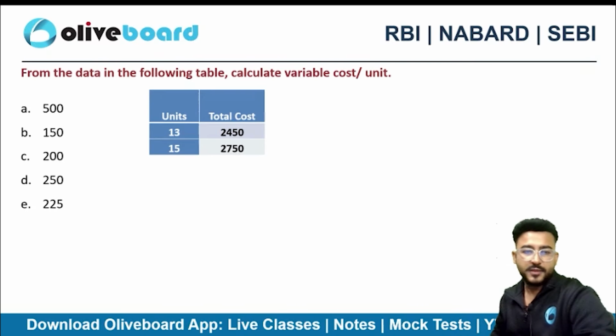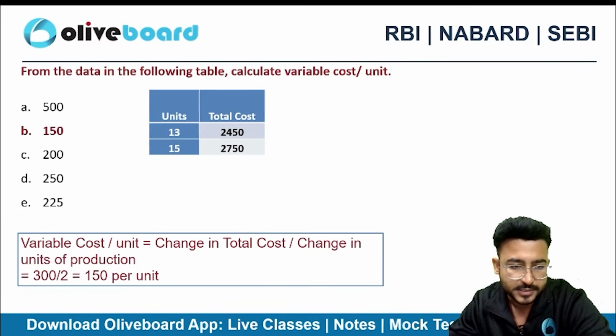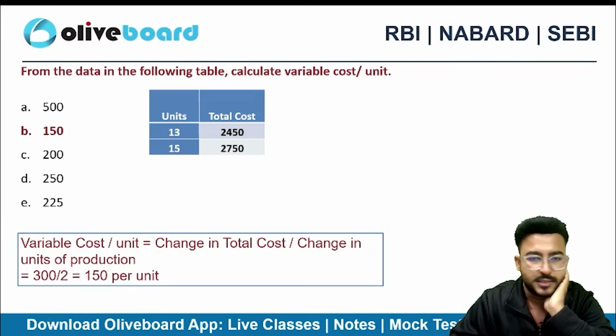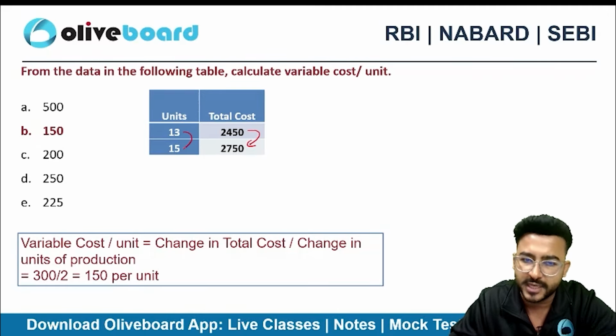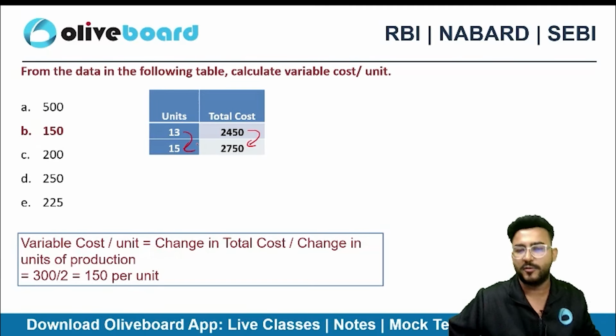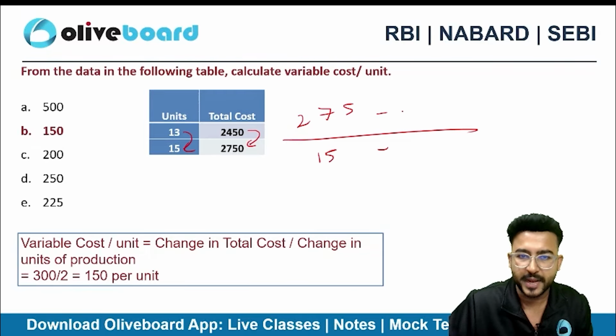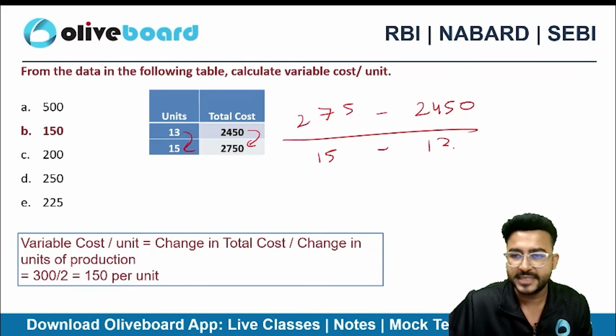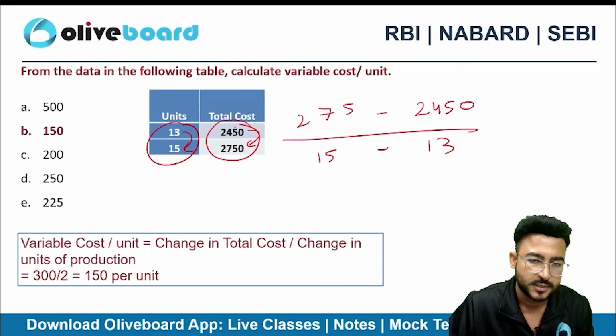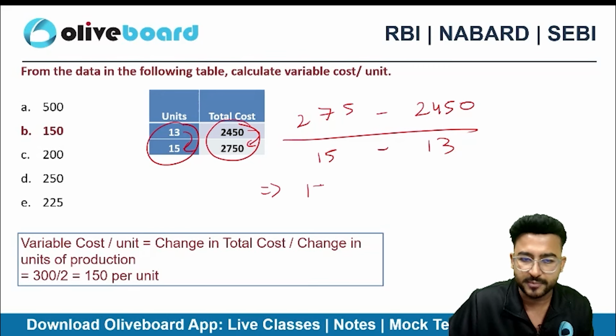Perfect. The variable cost per unit is 150. Why? Because the total cost is changing. And why the total cost changes? Because of the change in the variable cost, right? Why? Because the fixed cost will always be the fixed. So 2750 on 15 units minus 2450 on 13 units. I can say there is a change in the units, and that's why there is a change in the cost. It's completely driven due to the variable cost. So 150 per unit is the correct choice.